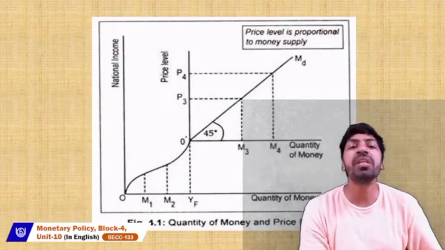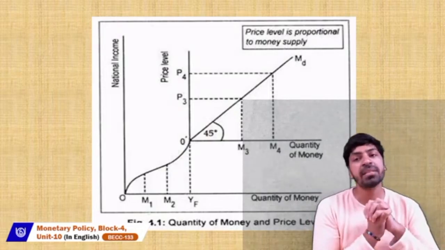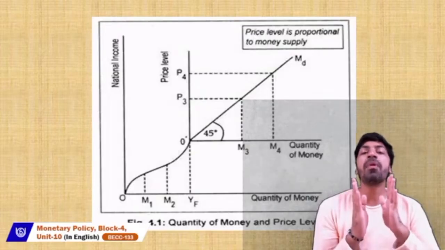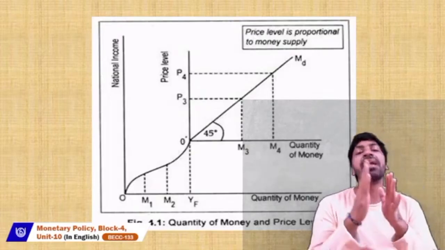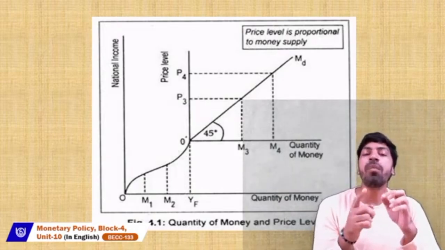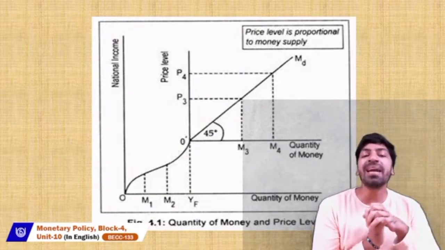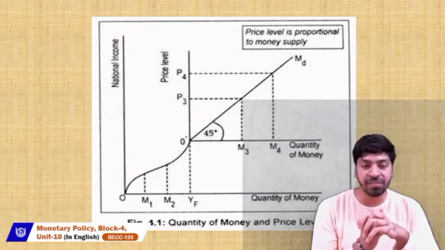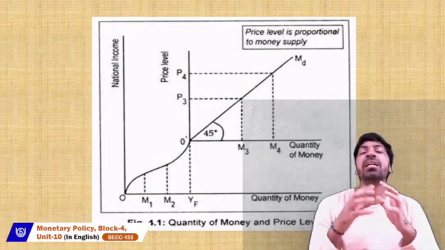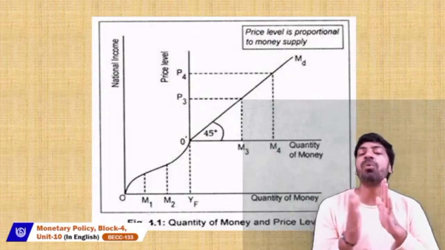This is a diagram which describes the quantity theory of money and the price level. In this diagram, there are two employment stages: below employment and full employment. If we look at the below employment in the form of shape, it's a trending shape which stands for M1, M2, and YF. So YF is the below employment rate.